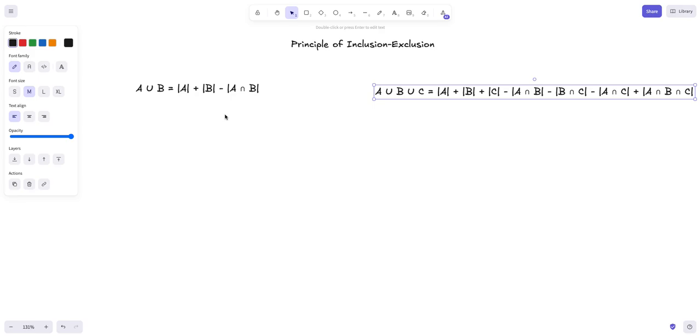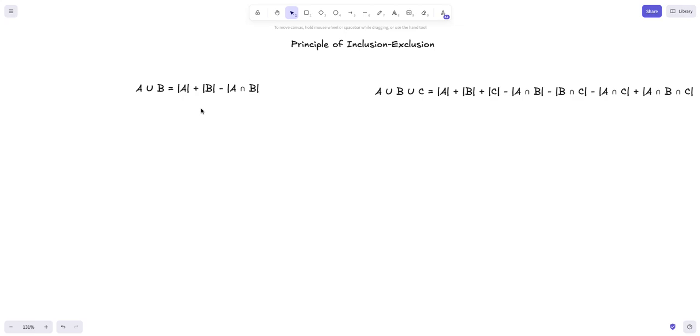In today's video, we're going to be talking about the principle of inclusion exclusion. These are two main formulas to remember in the principle of inclusion exclusion. The first formula that we have is A union B is equal to the cardinality of A plus the cardinality of B minus the cardinality of A intersection B.